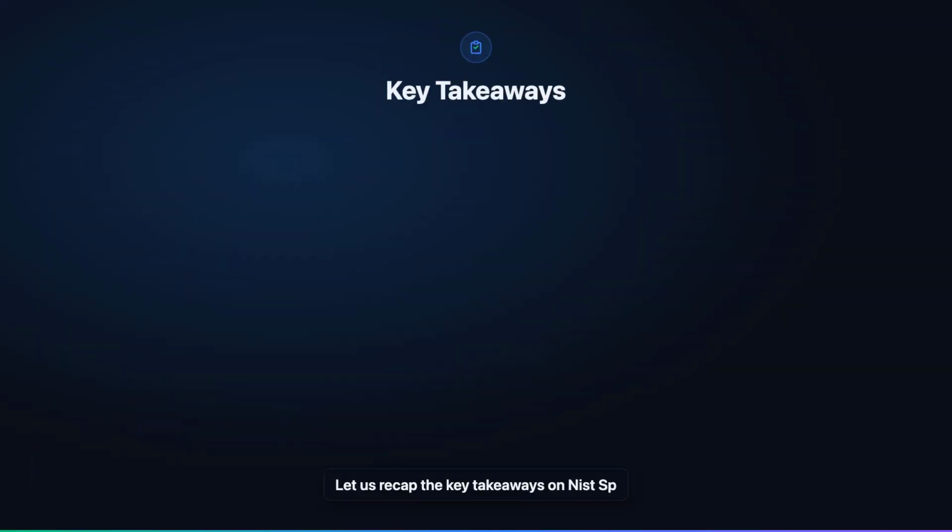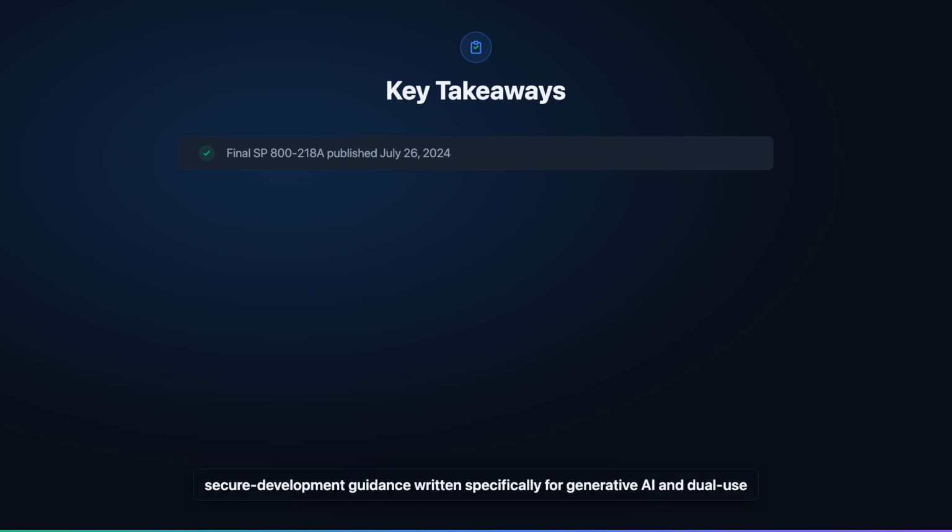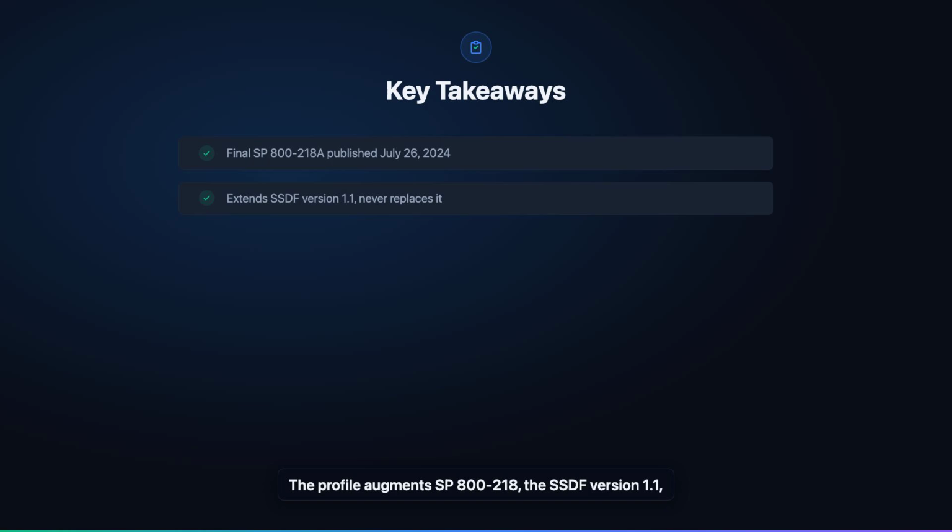Let us recap the key takeaways on NIST SP 800-218A and what to do next. NIST finalized SP 800-218A on July 26, 2024, following an April 29 draft. It is the agency's first secure development guidance written specifically for generative AI and dual-use foundation models. The profile augments SP 800-218, the SSDF version 1.1, with AI-specific practices and tasks. Use the two documents together.